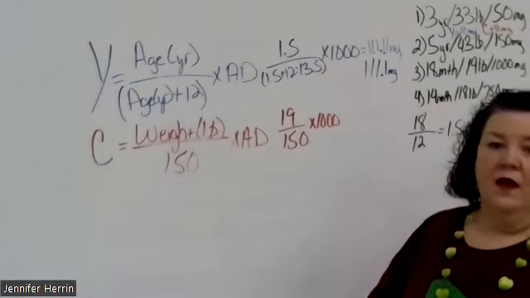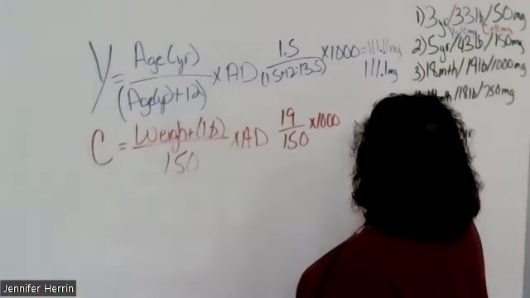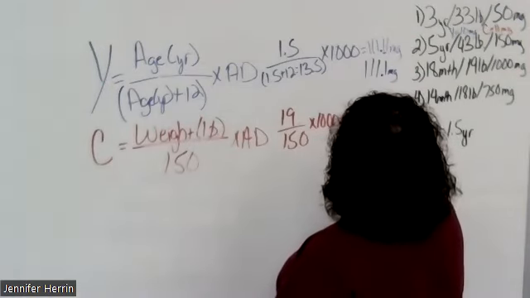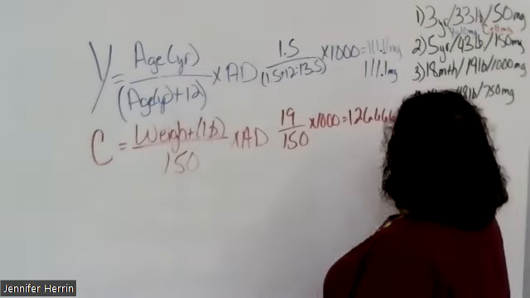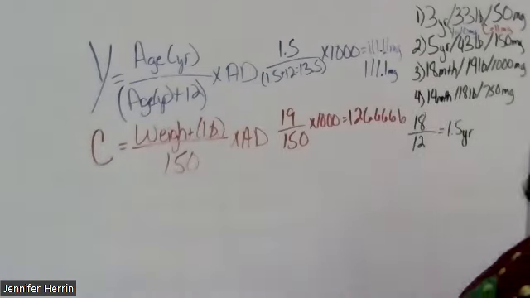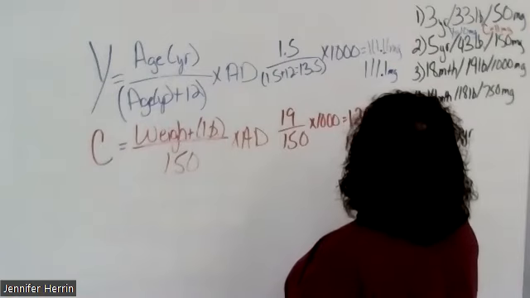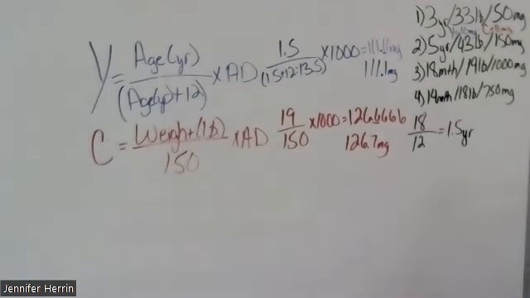There we go. And for Clark's rule, we're going to plug that into our calculator: 19 divided by 150 times 1,000. And that should equal something like that. So if we're going to round, this becomes 126.7, right? So that's how we would address that.